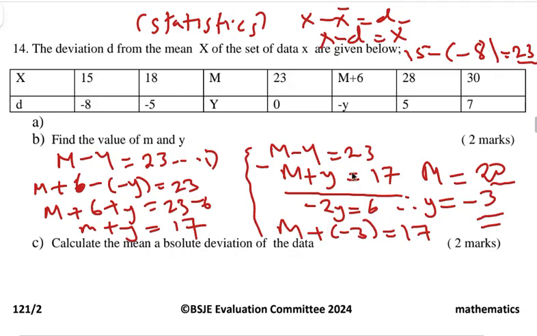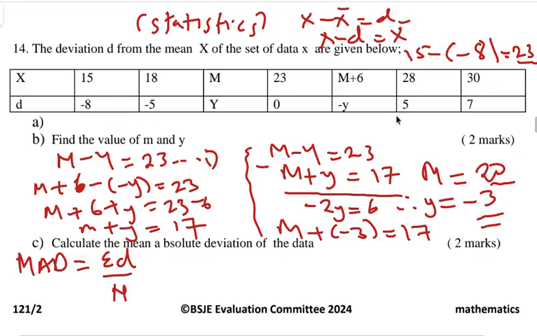So let's continue with the other question. The question says, question C, calculate the mean absolute deviation of the data. So, mean absolute deviation, kuiandika short formula in abbreviation yaitwa MAD. How do you find mean absolute deviation? You find the sum of the deviation divided by the number. Yani the numbers hapa, the total number, kuna numbers ngapi hapa.